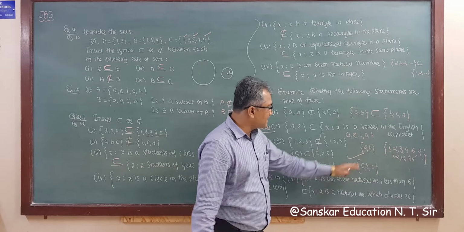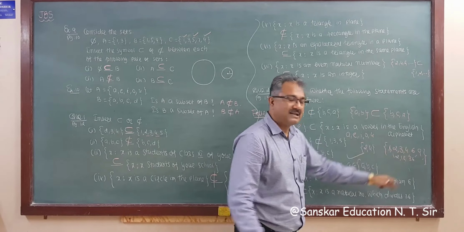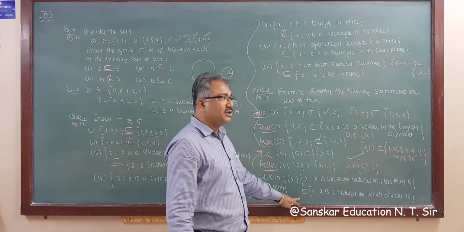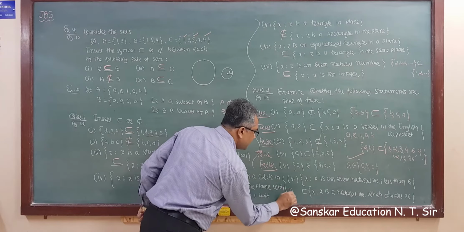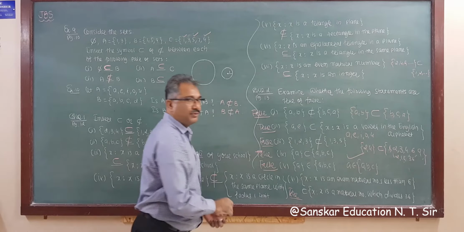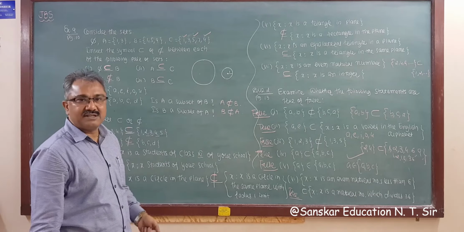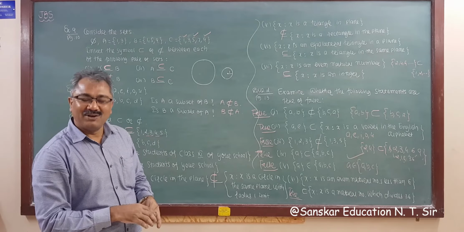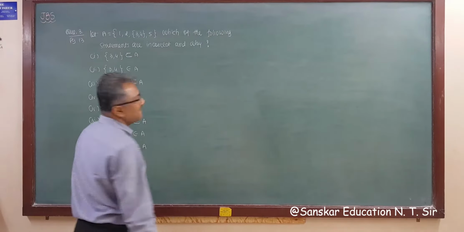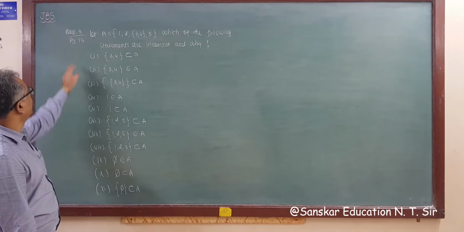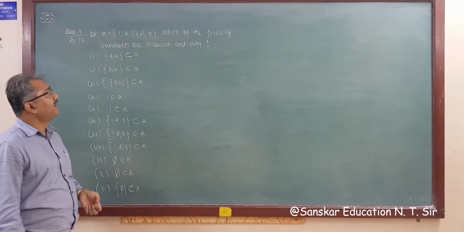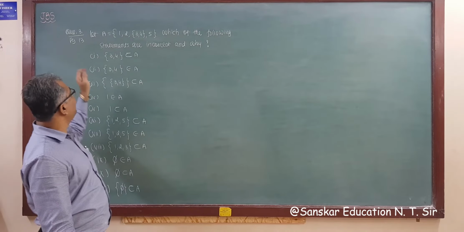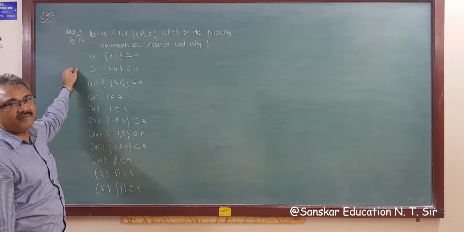Now see, 2 and 4 are contained in this set. So clearly this is a subset of this, and it is given as a subset. So this is a true statement. So this given statement is true, right? So these are very easy questions, which improve your concept and knowledge. Question number 3, page 13. Given that A is a set, which of the following statements are incorrect and why?